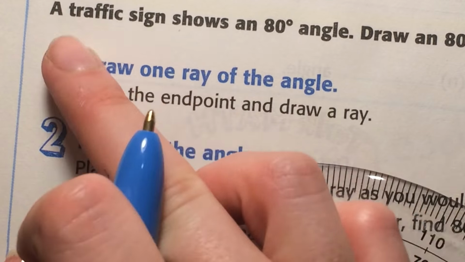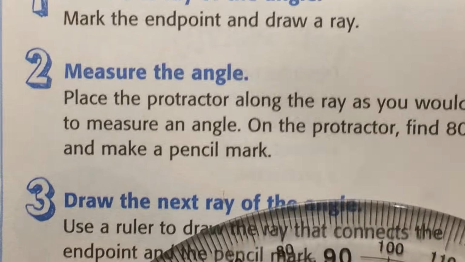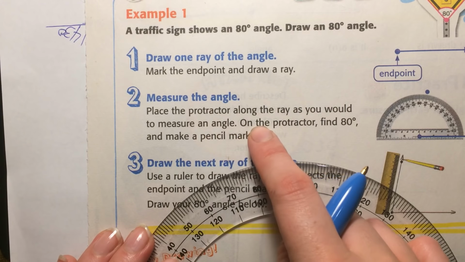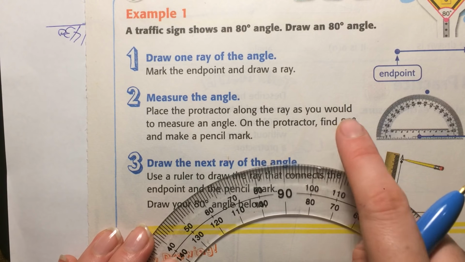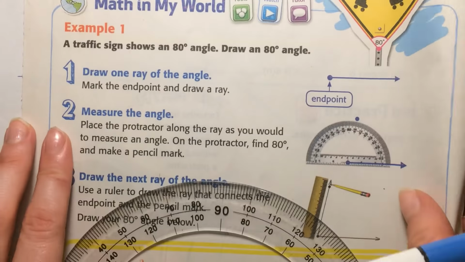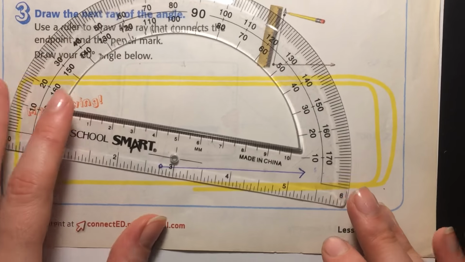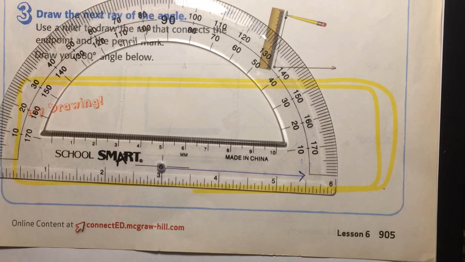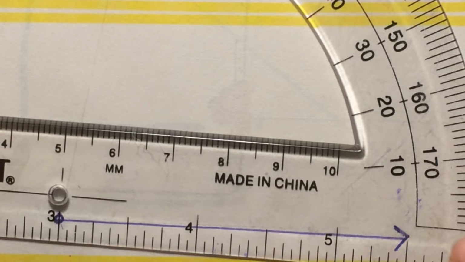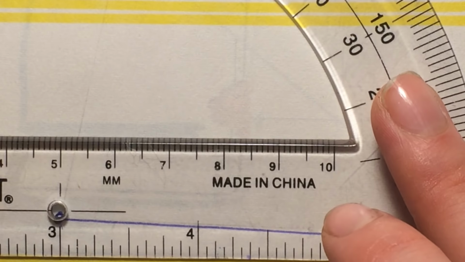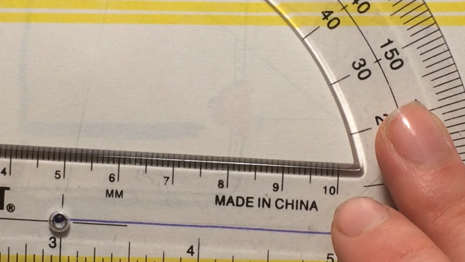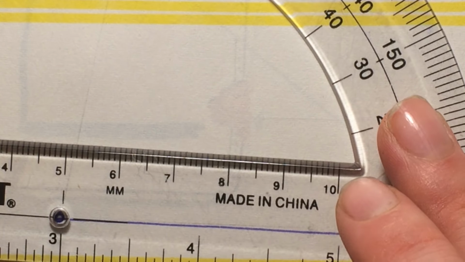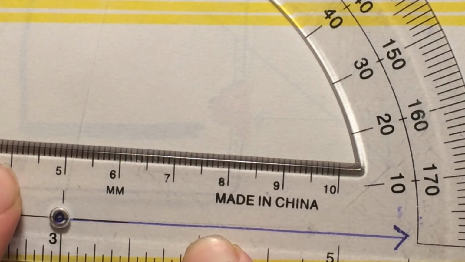Right, so it said, mark the endpoint and draw a ray. Okay, now I can measure the angle. Place the protractor along the ray as you would to measure an angle. On the protractor, find 80 and make a pencil mark. So these tick lines, remember I gotta line it up with this one. I'll zoom in as close as I can so you can see. Okay, this would be off. See how that's off? It's got to be right in the circle, and it's going to be perfect so that line disappears. Look, you can't even see it.